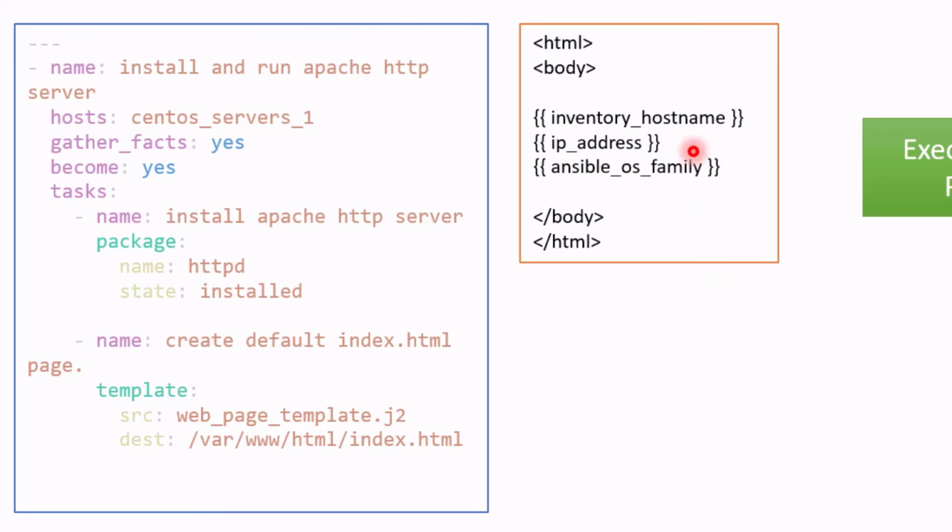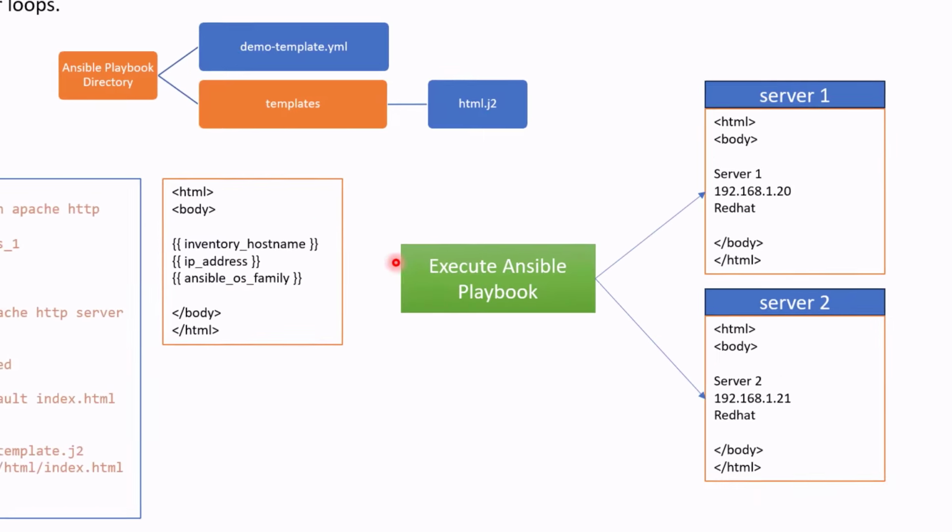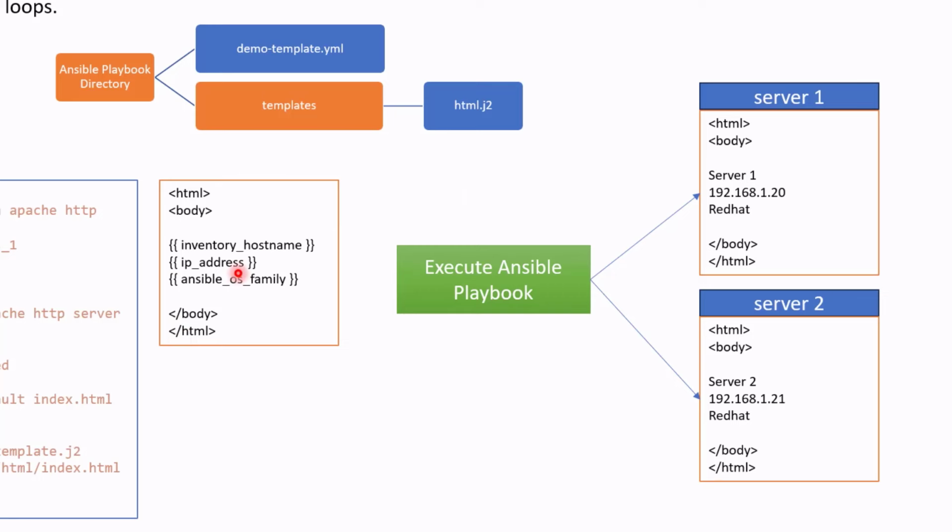So what will happen is when Ansible executes this playbook, it is going to use this as a source template and replace its values on each of the nodes with the actual values. For example, when it is running on server 1, inventory_hostname is going to be replaced with server 1, the IP address is going to be replaced with whatever the IP address of server 1 is, and whatever the operating system of server 1 is, that is going to be replaced here. Similar is going to happen for server 2. So let's go ahead and have a look at the actual example.